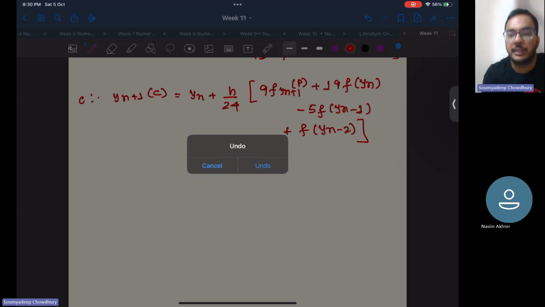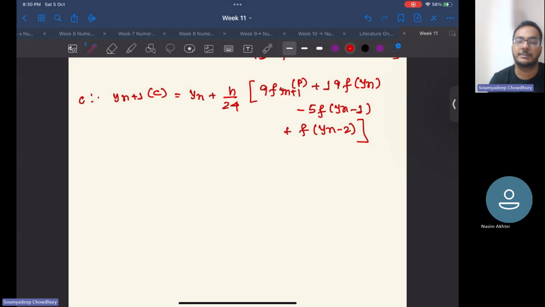But now we will be seeing any random algorithm. If any random iterative technique, an iterative formula, is given to you and you are asked whether that is stable or not, how can you do that? So we will be looking into that now.